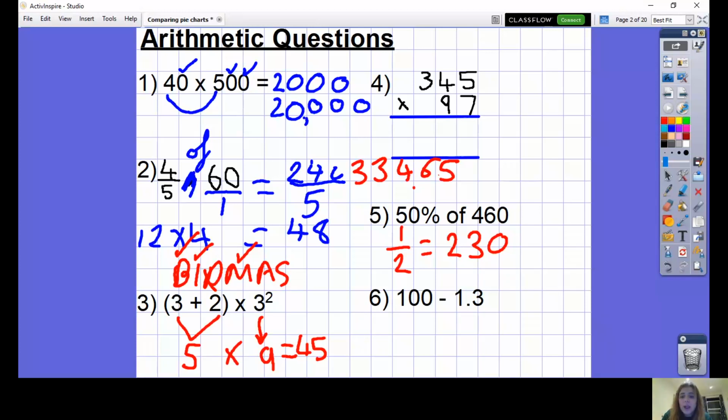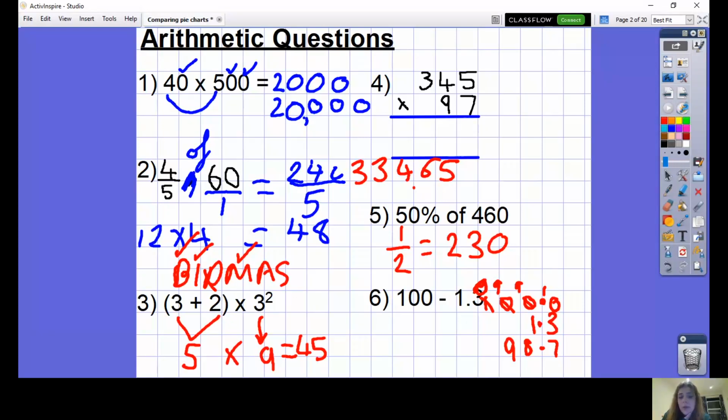The next question is 100 subtract 1.3. I need to make sure I'm lining up my decimal points. 100 at the moment doesn't have one, so I put it at the end: 100.0. 0 take away 3 is not possible. I'll regroup. These all become 9. Sorry, that's a 0. These all become 9, and that is 10. 10 take away 3 is equal to 7. 9 take away 1 is equal to 8, and 9 take away nothing is 9. 98.7.